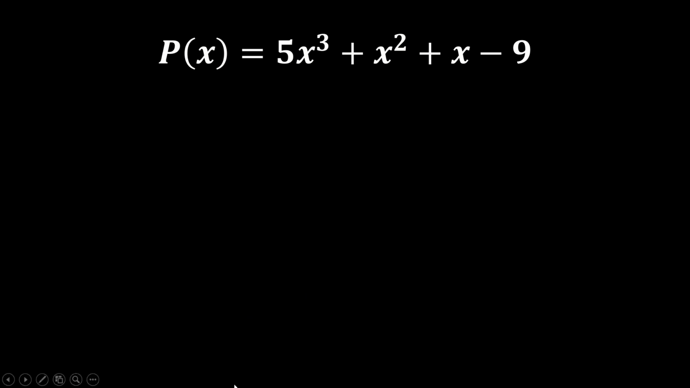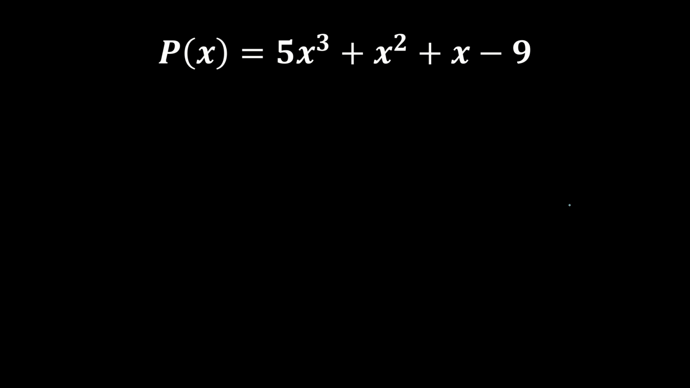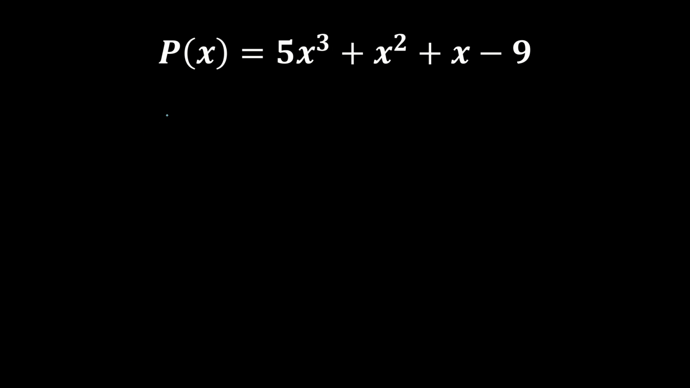Okay, next, we have 5x cubed. P of x, or the polynomial function, is equal to 5x cubed plus x squared plus x minus 9. Alamin natin, ilan lahat yung possible roots? Highest exponent ay 3. So, there are 3 roots. So, out of those 3 roots, ilan ang positive, ilan ang negative.